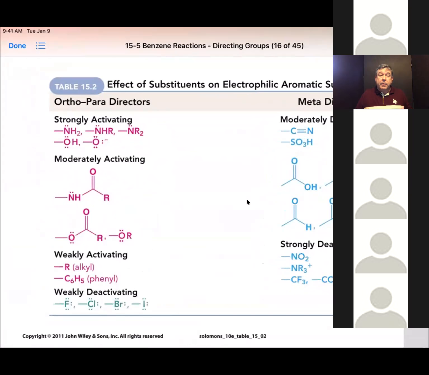The other thing to remember is if you have an activator and a deactivator, the activator takes precedence. It's going to direct where things go, because it's activating that site. So the deactivator is decreasing it and trying to direct it to one location. The activator always takes precedence when directing your reaction.